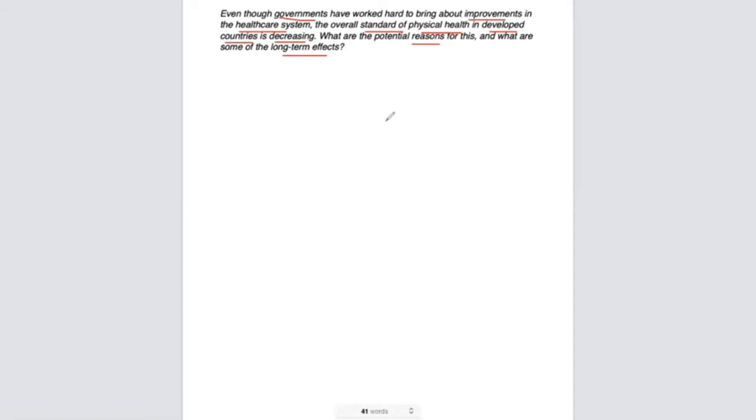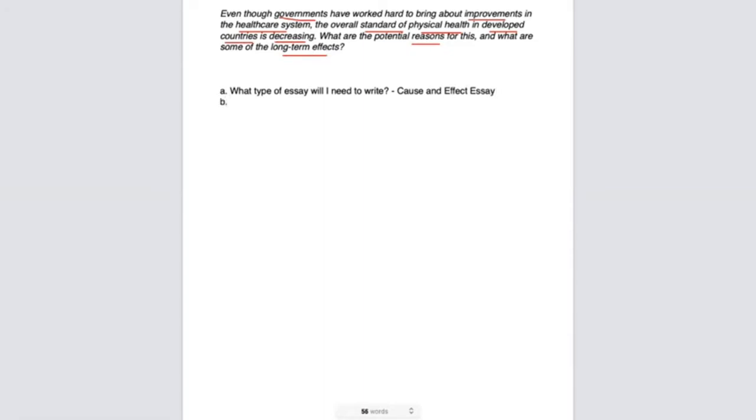But before we get into our outline, I want you to ask yourself 2 questions, and I'll go ahead and write these questions. The first one you want to ask yourself is, what type of essay will I need to write? And as we talked about, this is going to be a cause and effect essay because you have your reasons and you have your effects. So that's the first thing you need to ask yourself.